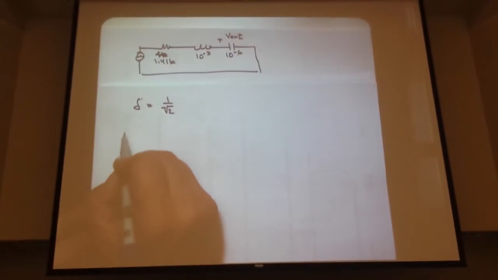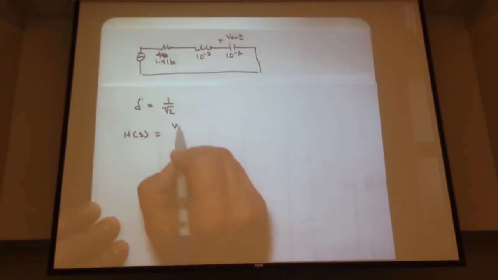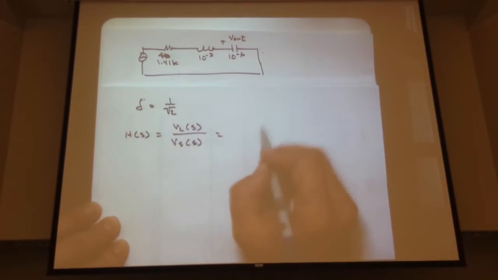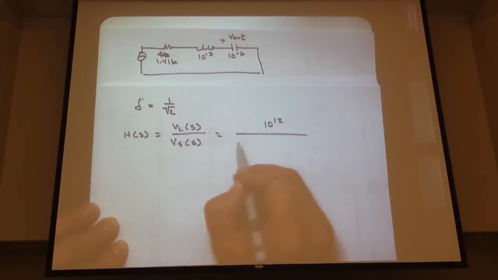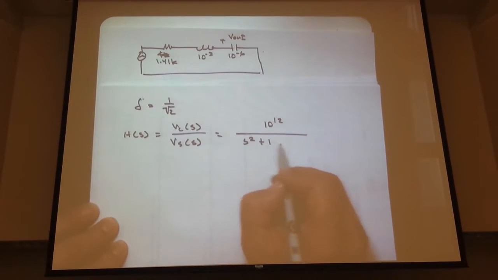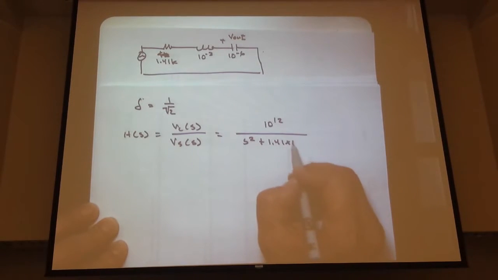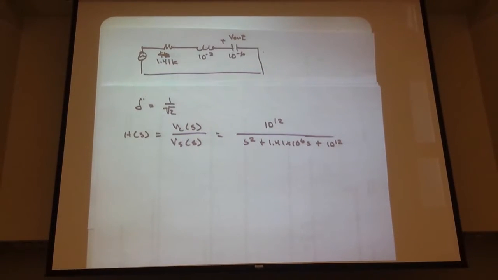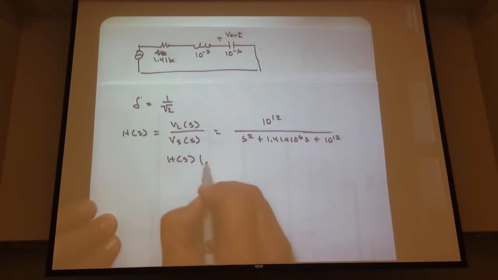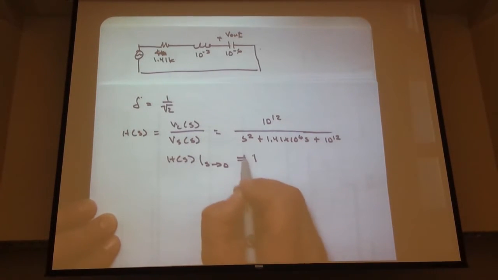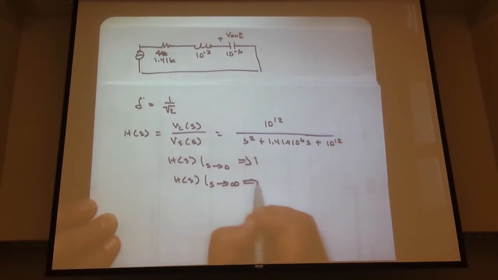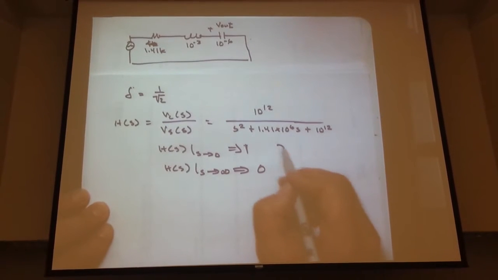And we can go through all the same process again. If we look at H of S, V C of S over V source of S, and again 10 to the 12 over S squared plus 1.41 times 10 to the 6 S plus 10 to the 12. We can do the same arguments. Again, nothing's changed. H of S as S goes to 0 goes to 1. H of S as S goes to infinity goes to 0. So it's still definitely a low pass filter.